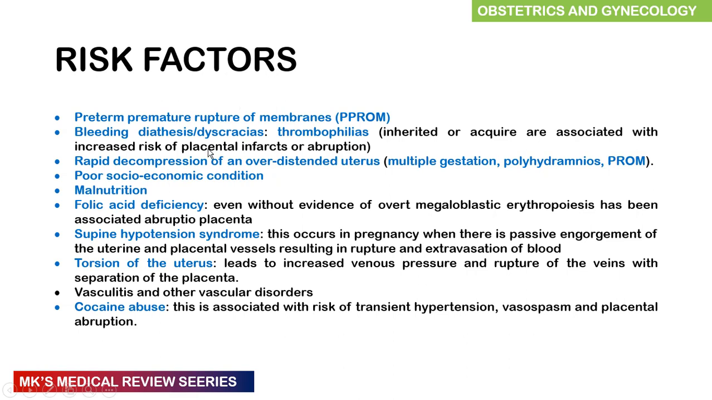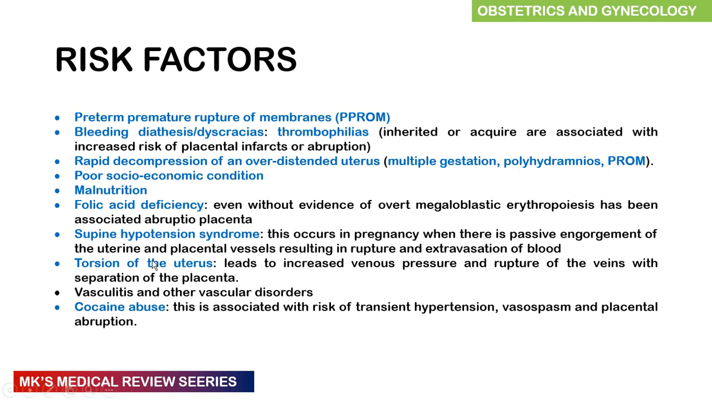It could be poor socioeconomic conditions. Nothing is ever associated with being poor. Nothing good ever comes from that. You could have some malnutrition. Folic acid deficiency is a very important one. There is some evidence that even if they don't have features of megaloblastic anemia, there is an association between folic acid deficiency and placental abruption.